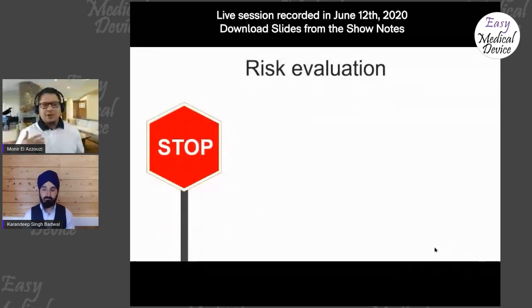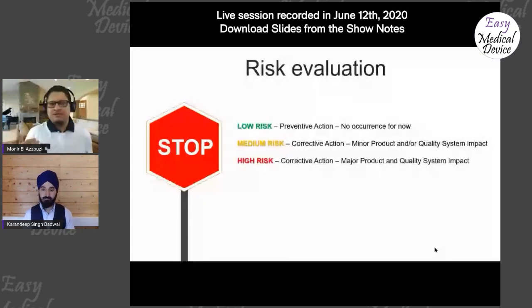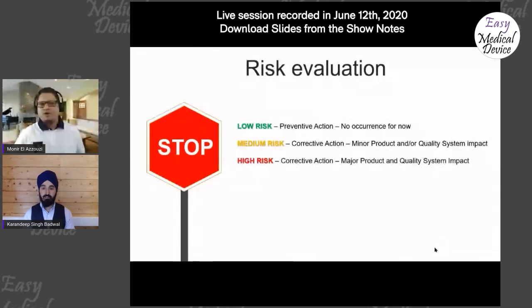What we have also is to evaluate the risk. When we are doing this investigation, when we are finding, if I can say, the potential issue, we are evaluating the risk. What is the risk? So here we have, for example, 3 levels of risk, but you can have more or you can have different. So we have low risk, which is, for example, for a preventive action. There was no occurrence for now, so each time we have a preventive action, we can rate that as a low risk. We have medium risk, which is corrective action. It has minor product or quality management system impact, so it's not major. And high risk corrective action, so it's major product and quality system impact.